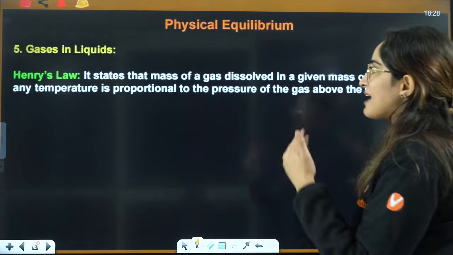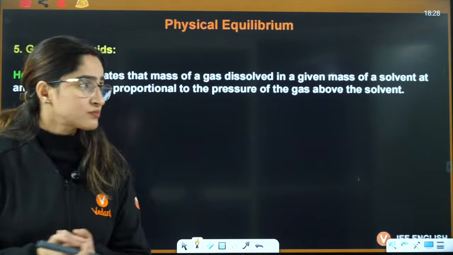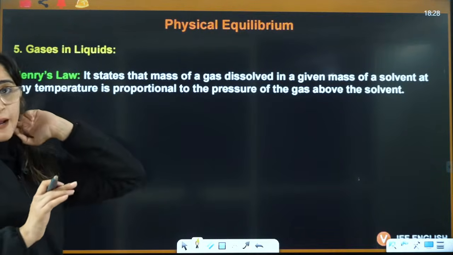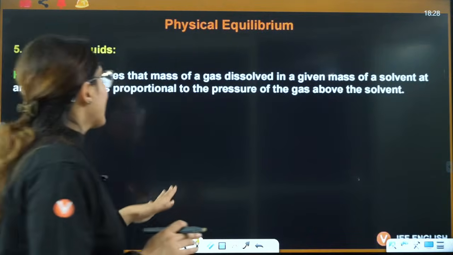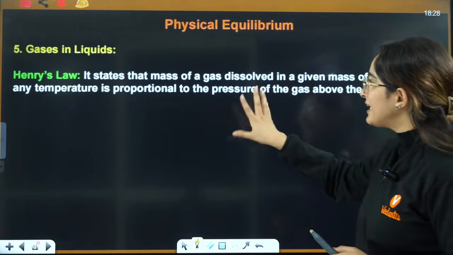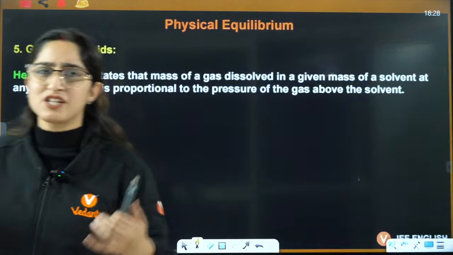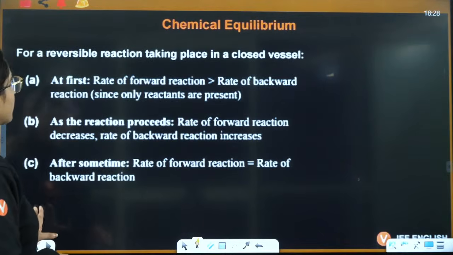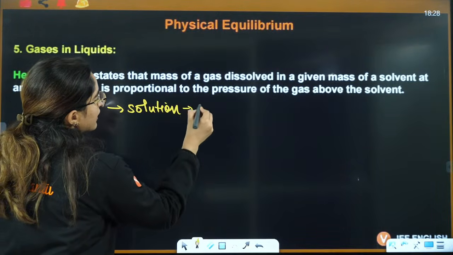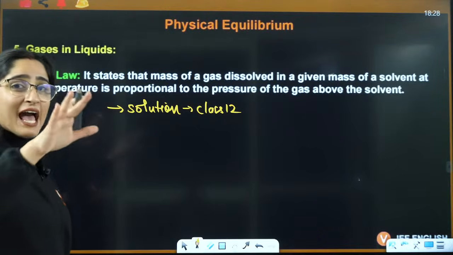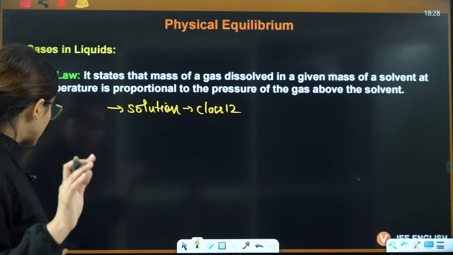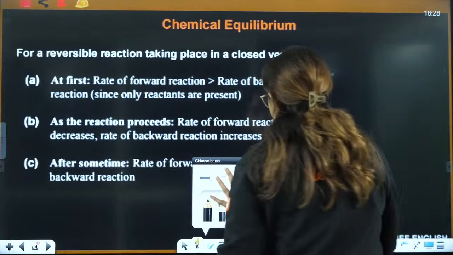Then guys, next is gases in liquid, that is your Henry's law. So gases in liquid also have this in detail. We'll discuss this in the solution chapter in class 12th. But gases in liquid has a thing that it states that the mass of a gas dissolved in a given mass of solvent at any temperature is proportional to the pressure of the gas. More pressure you apply, more soluble it will be. Now this we will study in the solution chapter in class 12th, where gases are being dissolved, because they also are in physical equilibrium with each other, right?